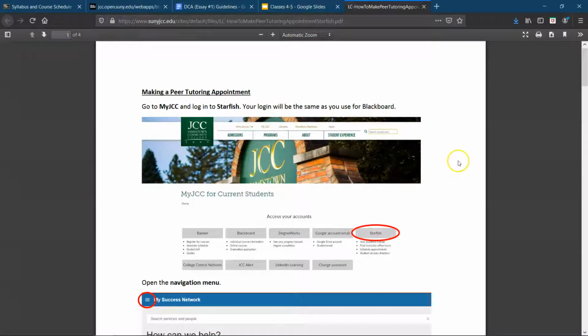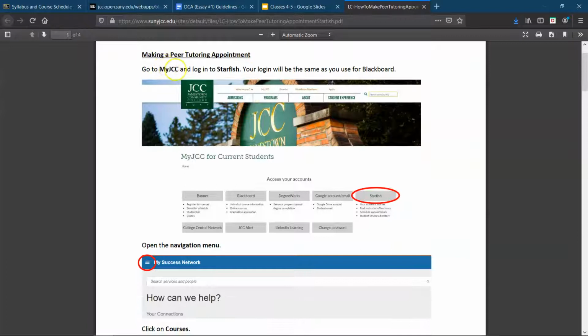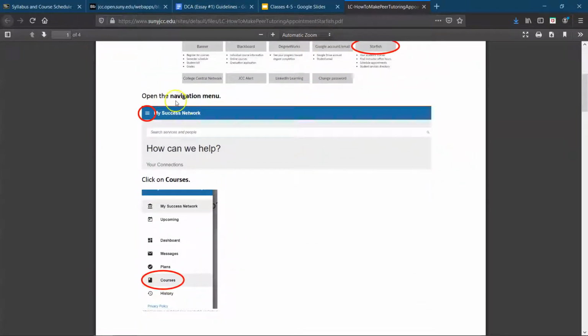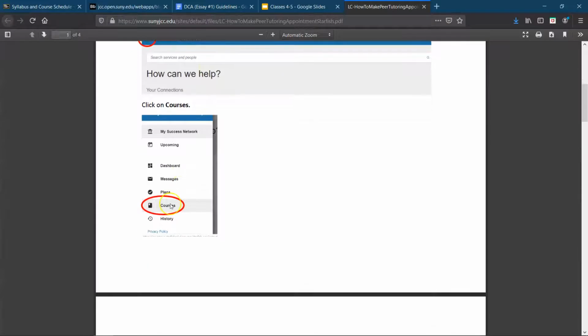And it gives you specific directions on how to make a peer tutoring appointment. So all you do is go to My JCC and log into Starfish. It will be the same as when you log into Blackboard. And then what you're going to do from there is open the navigation menu and go into Courses.